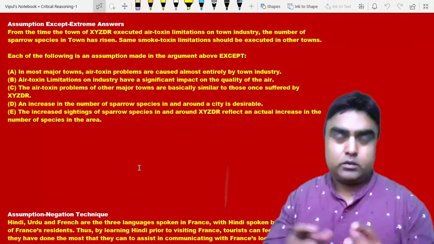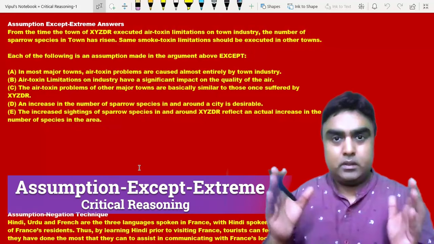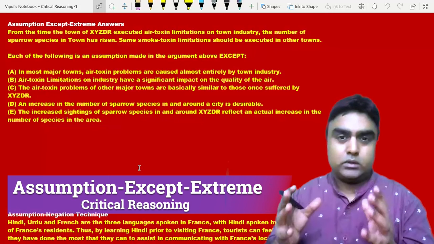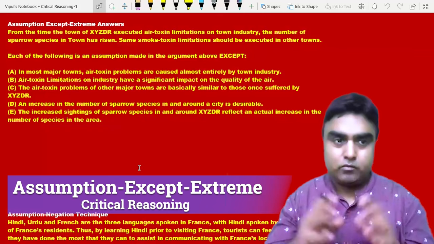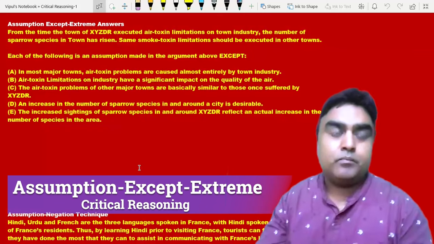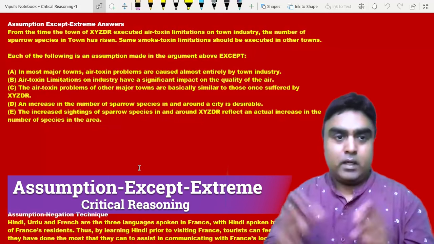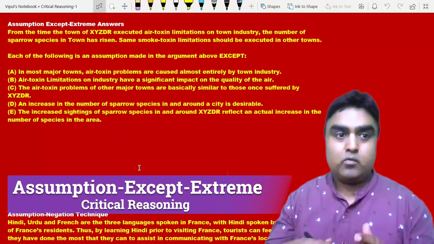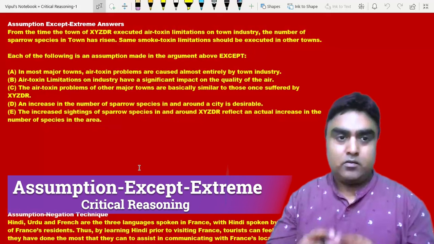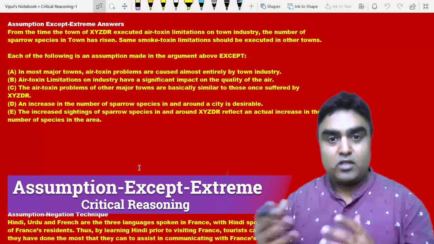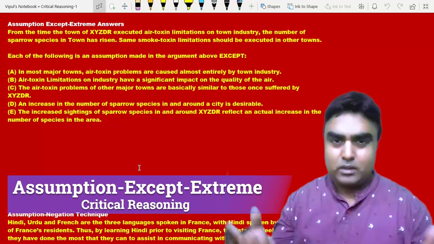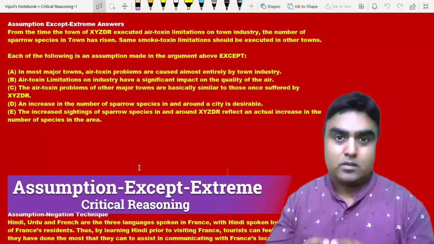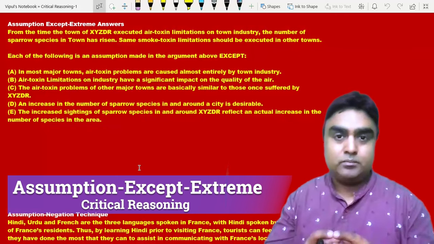The next tricky question I'm going to talk about is an assumption, except, and the extreme answer, this combination. Now, in these questions, the question will read something like what is on the screen. It says, from the time the town of XYZ executed air toxin limitation on town industry, the number of sparrow species in town has risen. The same smoke toxin limitation should be executed in the town. It's very simple to understand, and everyone will consider it a very simple passage. But when you look at the answer choices, it is a very tricky question.